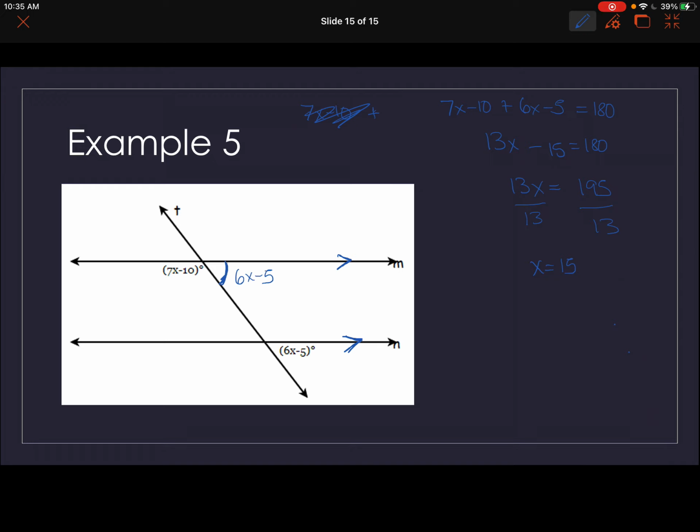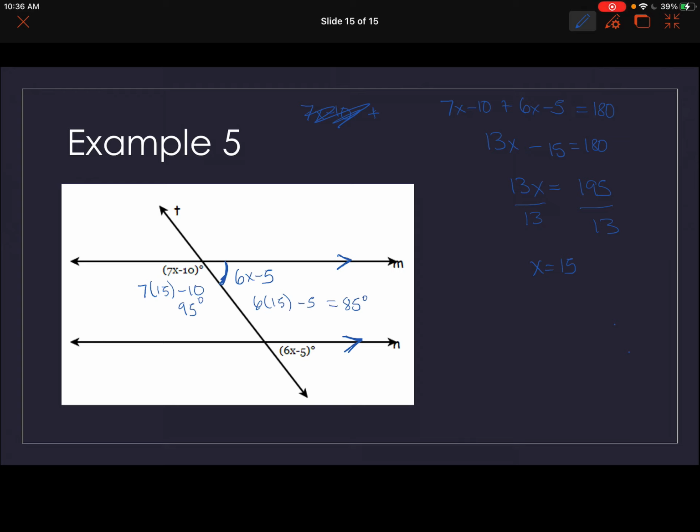So x equals 15. So now you should again go back and substitute in 15. So you get 7 times 15, which is 105, minus 10 is going to be 95. And then you substitute in 15 for the other angle. You get 6 times 15, which is 90, minus 5 is going to be 85. And 95 plus 85 is 180. And so we get a linear pair. And that's, again, how we know our work is correct.